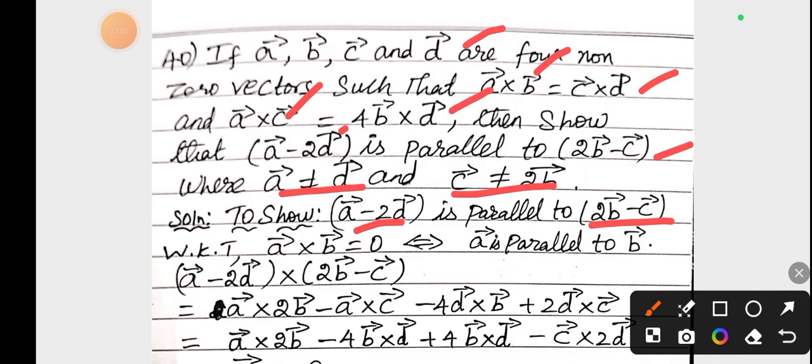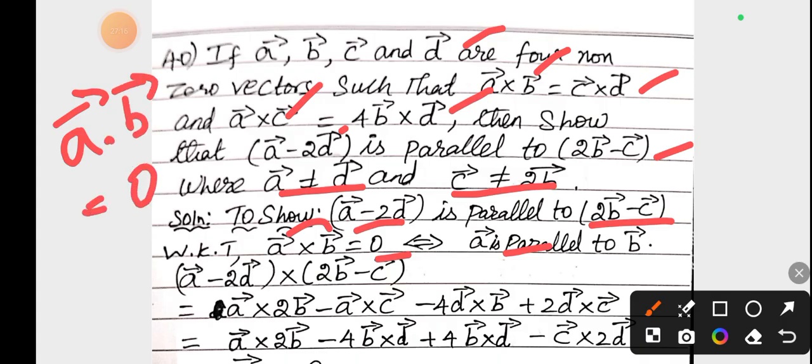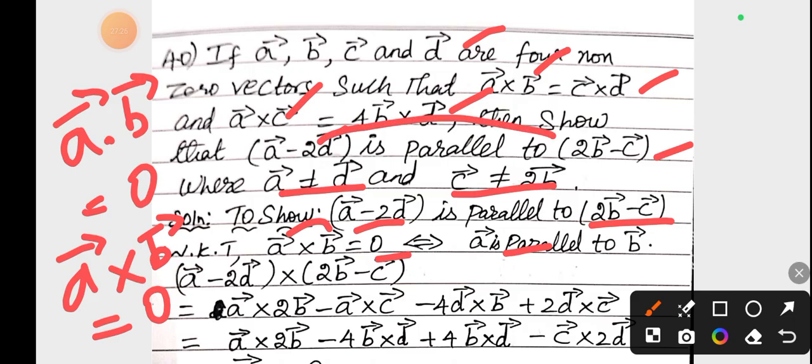Children, we all know, we want to prove two vectors parallel. What? A cross B is 0, then they are parallel. You know, when two vectors are perpendicular, A dot B is 0. When A cross B is 0, the two vectors A and B are parallel. So simply you do the cross product of these two vectors and prove that it is 0, then your work is literally over. That's what we are going to do.